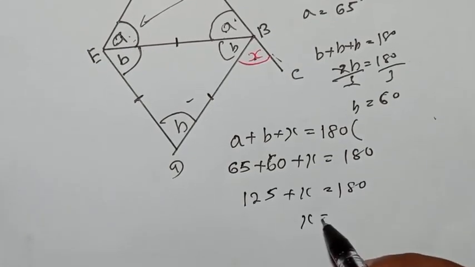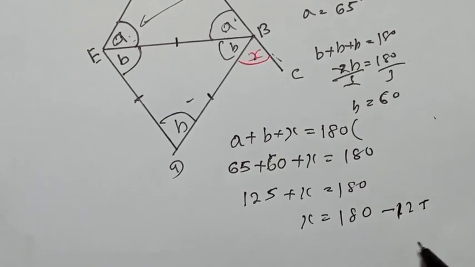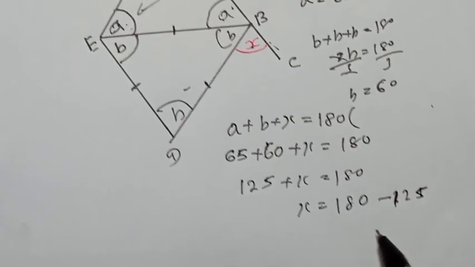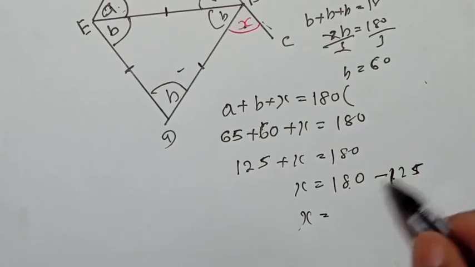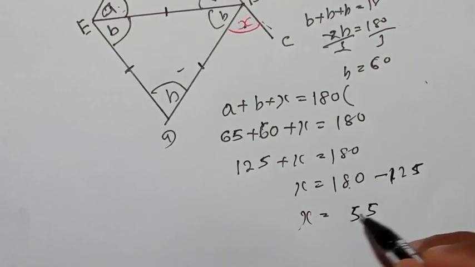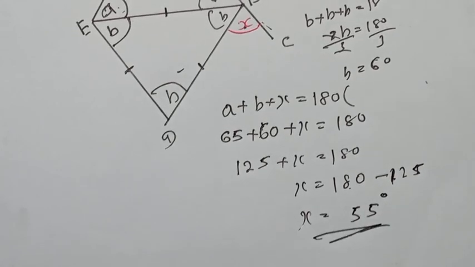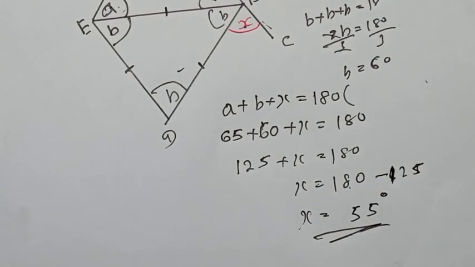Now I need to find X. So 180 minus 125, right? What is the answer here? X equals 180 minus 125, which means 55. That means X equals 55 degrees. That's the answer for X.